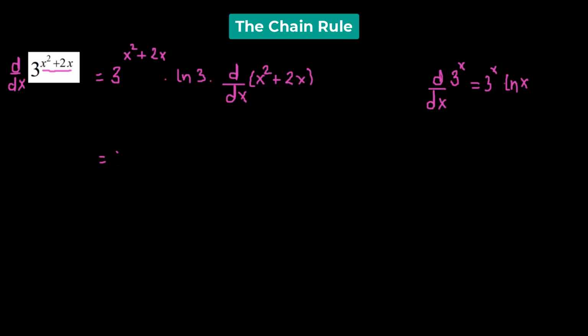So this will be equal to 3 raised to the power of x squared plus 2x times natural log of 3. Now we have the derivative of x squared, which is 2x, plus the derivative of 2x, which gives us 2. So this is the final answer, that is the derivative of the given function. Let's move on to the next question.